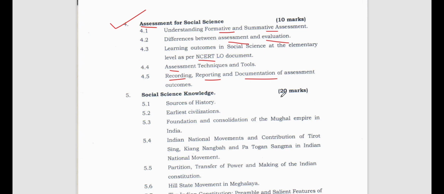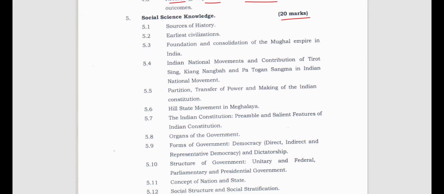Now, see here, social science knowledge. So this will go deeply, directly into the social science subject. All right. So sources of history. What are the different sources of history? Earliest civilization, Mohenjo-daro. Then different types of civilizations were there, right? Harappa civilization. Then foundation and consolidation of the Mughal Empire in India.